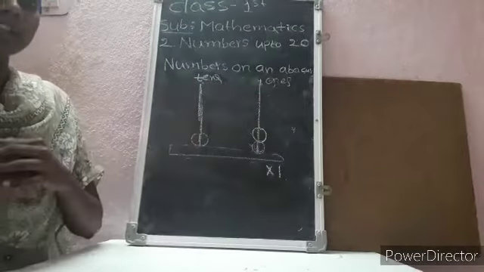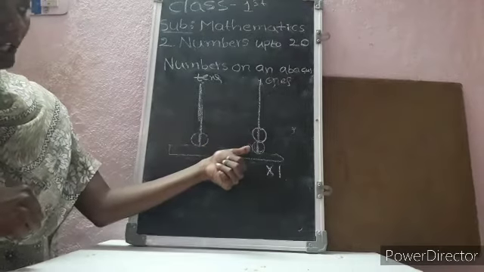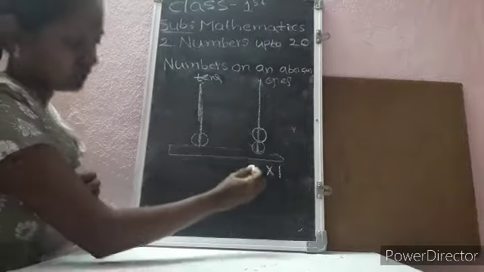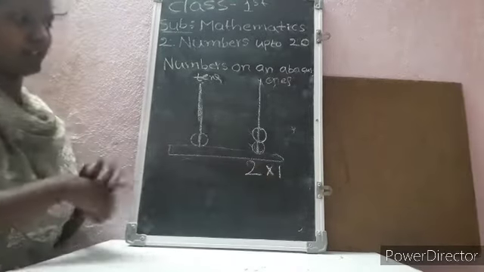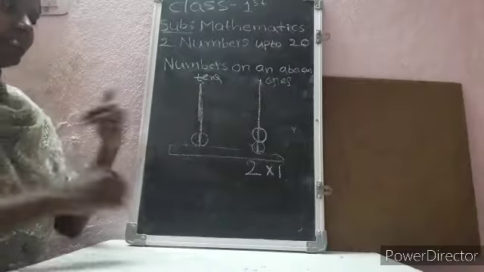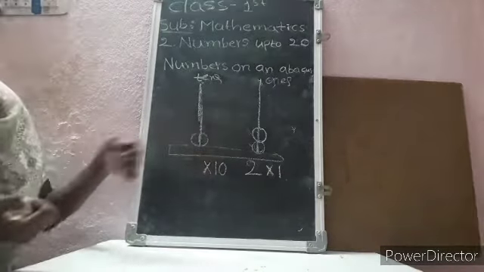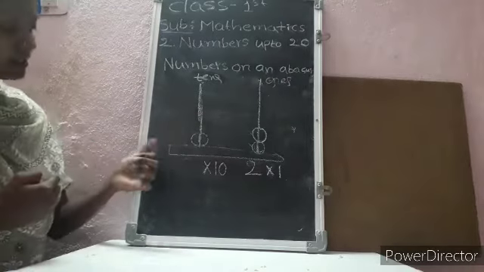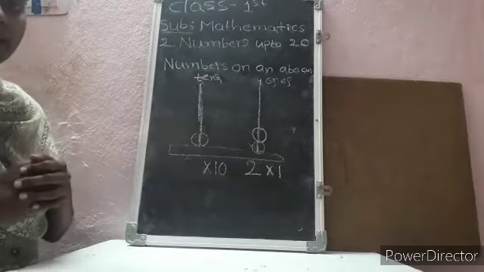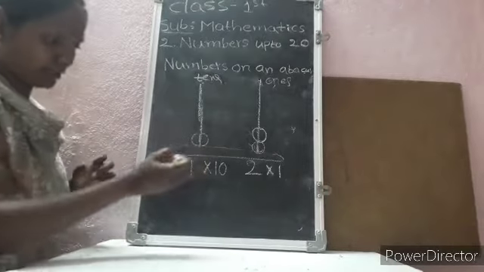Now how many beads are there in the ones spike? Count with me. 1, 2. Write down 2 here. And next, move to the left spike. What is the name of the left spike? Tens. Write down 10. And how many beads are there in the tens spike? Only 1 bead. So write it down.